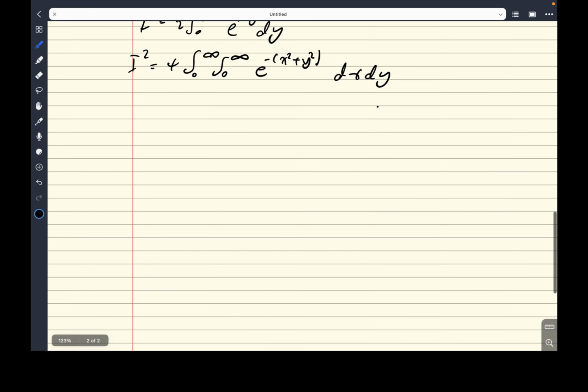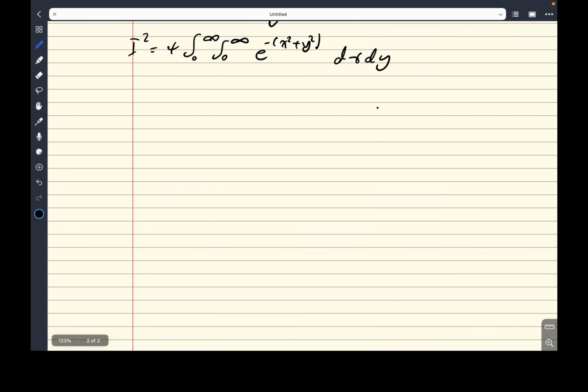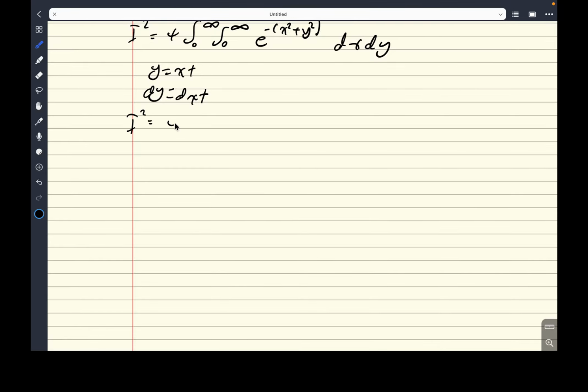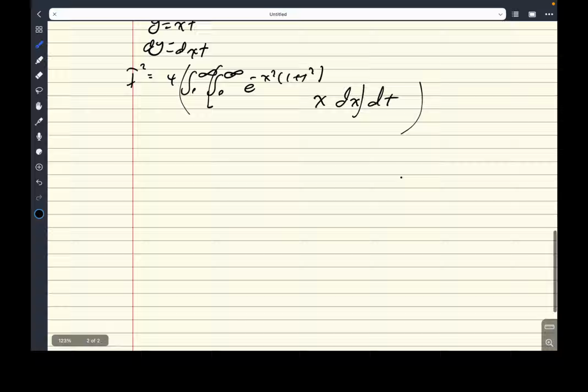Now what I can do, I can say y equals xt, and if I take the differential of both sides, dy is gonna be x dt. If I do this substitution here, I squared is gonna become these double integrals, and e to the negative x squared times 1 plus t squared multiplied by dx, and this is important, by x and dt. So this goes to here, and dt goes with this other integral that is behind the back here.